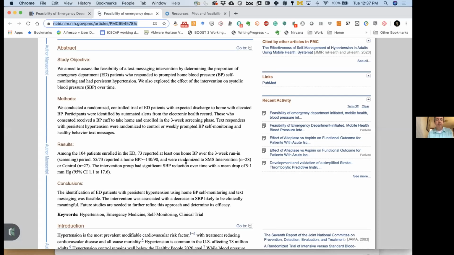And the main endpoint we were looking at was basically the yield of our blood pressure cuff screening process. So how many blood pressure cuffs did we have to hand out? What would be economical in terms of research staff, and what would be economical in terms of purchasing blood pressure cuffs?